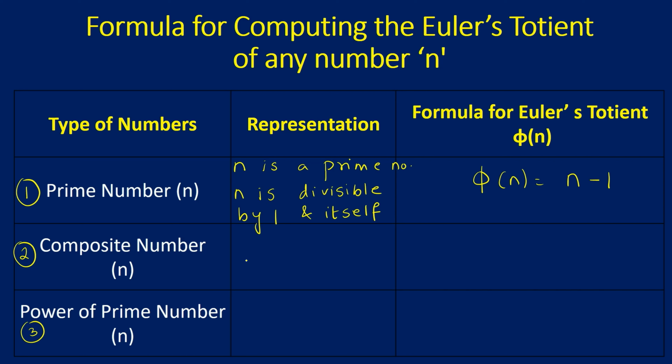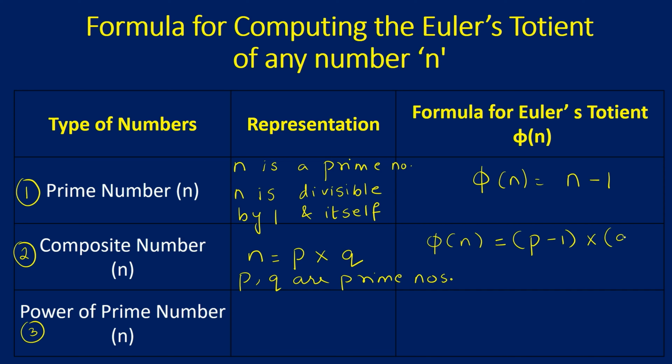Now, the second category of number is composite numbers. So a composite number is a number which can be represented by the product of two prime numbers, p and q, where p and q are prime numbers. So what is the formula to compute Euler Totient of n? If n is composite, the formula is p minus 1 multiplied by q minus 1.